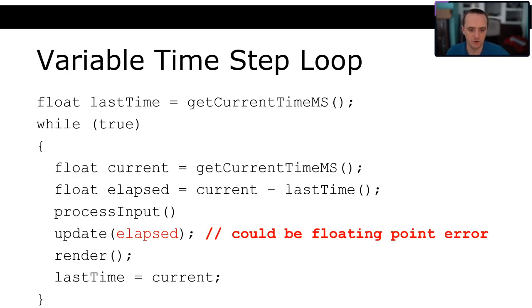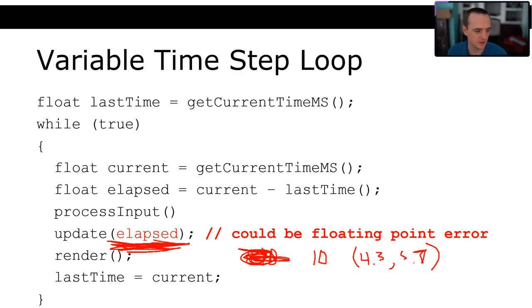So, if we go back to that elapsed here, you could even have floating point errors. So let's say, for example, that we have two scenarios. In one scenario, it took 10 milliseconds, and this is going to be exactly 10, right? Or maybe that got split up into like 4.3 and 5.7. Oh God, can't draw.